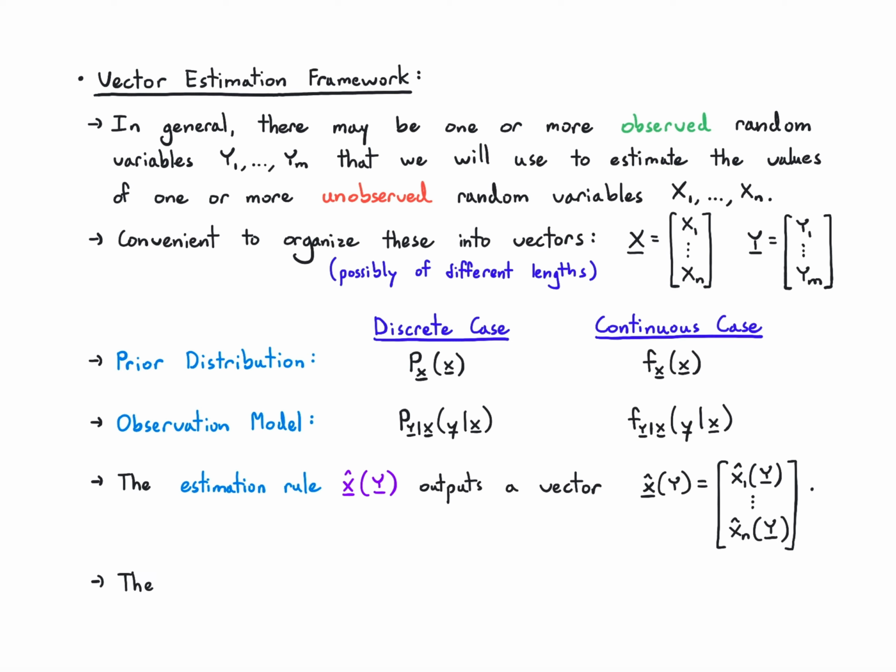I can also think about the mean squared error, which we call MMSE. That is just going to be the sum of the individual mean squared errors for each xi, running from 1 to n.